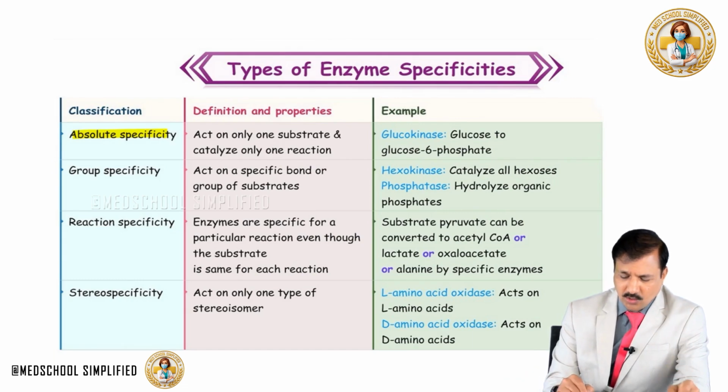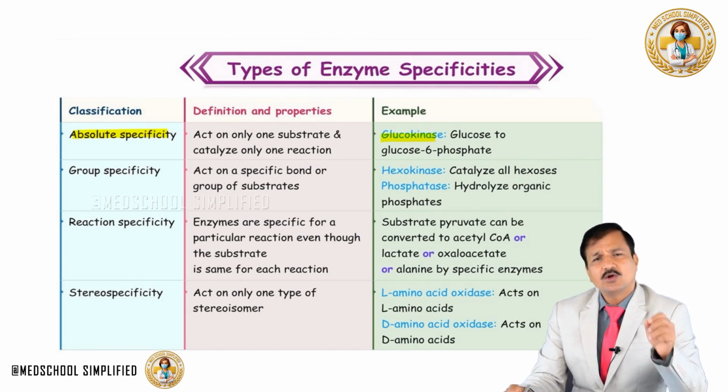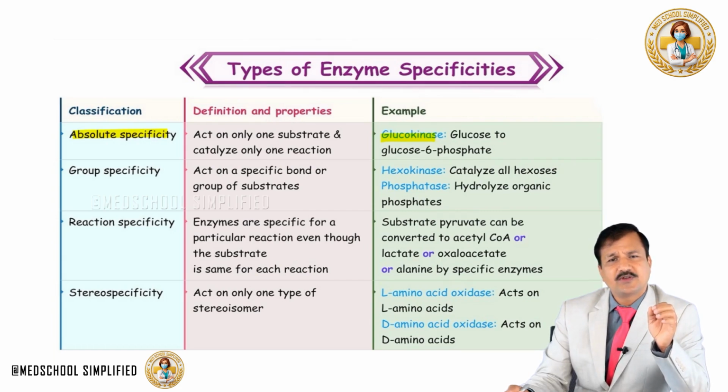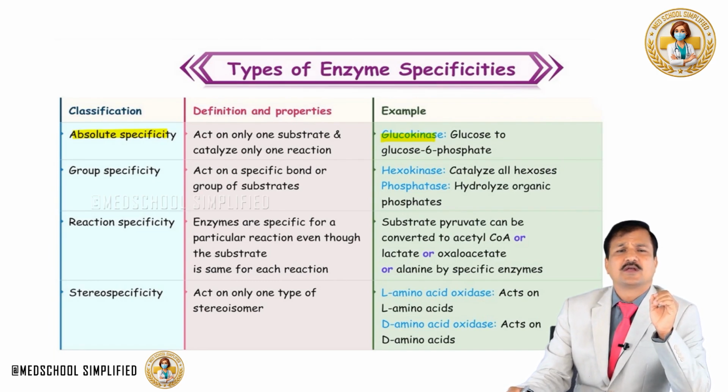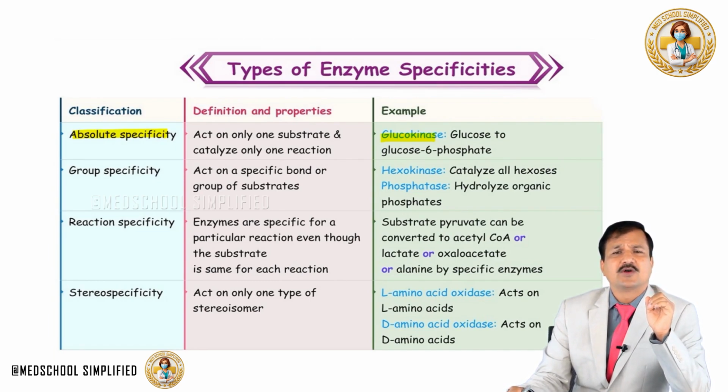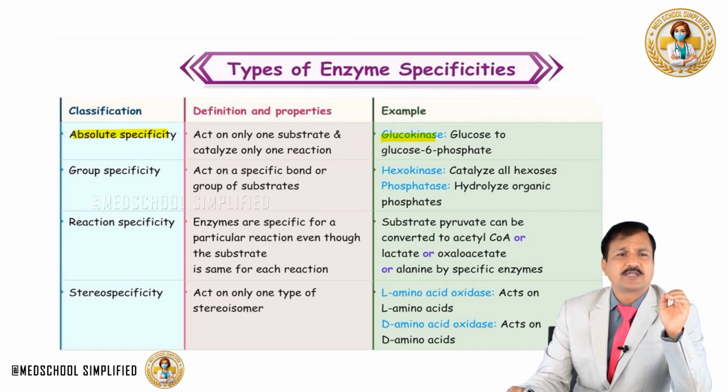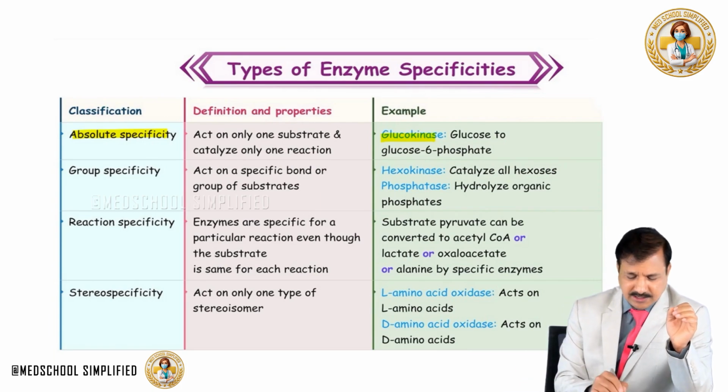Example, we have glucokinase. Glucokinase is absolutely specific for the conversion of glucose into glucose 6-phosphate. But it cannot act on fructose, it cannot act on mannose. So it just only acts on glucose. That kind of enzymes, that kind of reactions, we refer to as an absolute specificity enzyme or as an enzyme having absolute specificity there. Coming to group specificity.